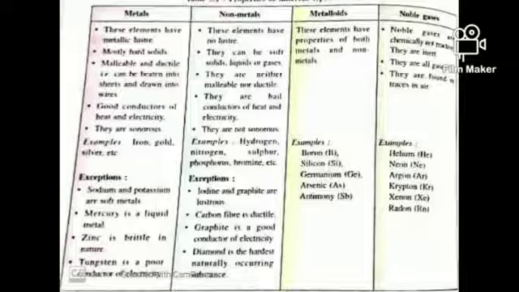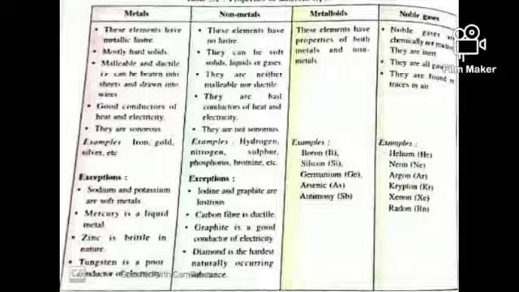There are exceptions in metals as well as non-metals. Like sodium and potassium are very soft metals. They can be cut with knife. Mercury is a liquid metal. Zinc is brittle in nature, that is, it can be broken easily. Tungsten is a poor conductor of electricity.